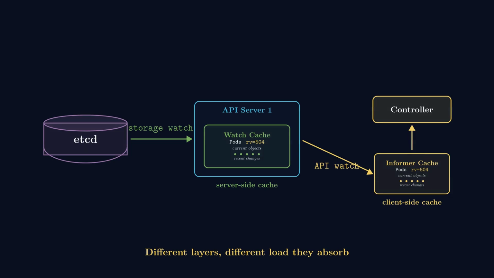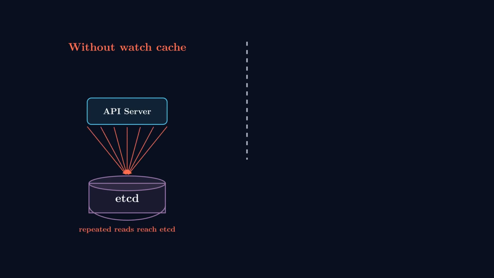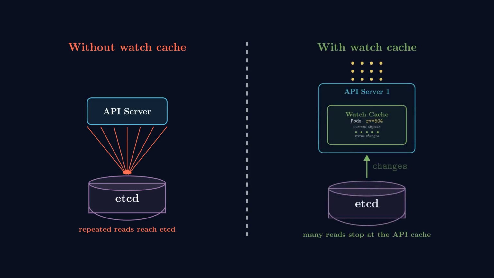The improvement is now easy to see. Without a cache, repeated reads repeatedly travel to etcd. With the watch cache, etcd remains responsible for durable state and change delivery, while the API server answers many repeated reads and fans out many watches from memory.